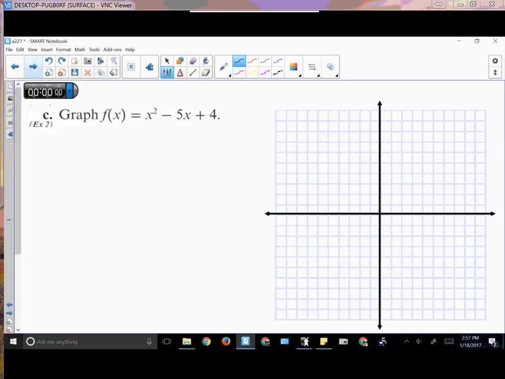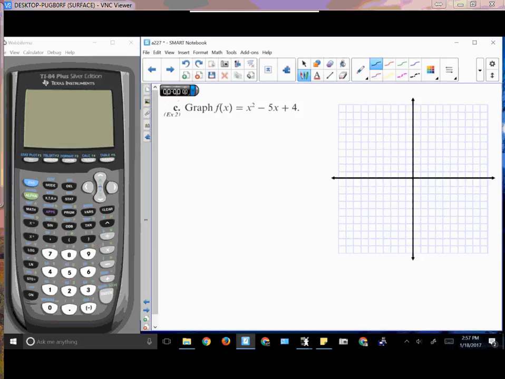Graph this. But, you want to see the easy way? Who wants the easy way? Okay. So you've got to graph this. The easy way is using the calculator, is it not? So, what do y equals? Clear it out and put the equation. But do not hit... Press your second key. Then hit graph.